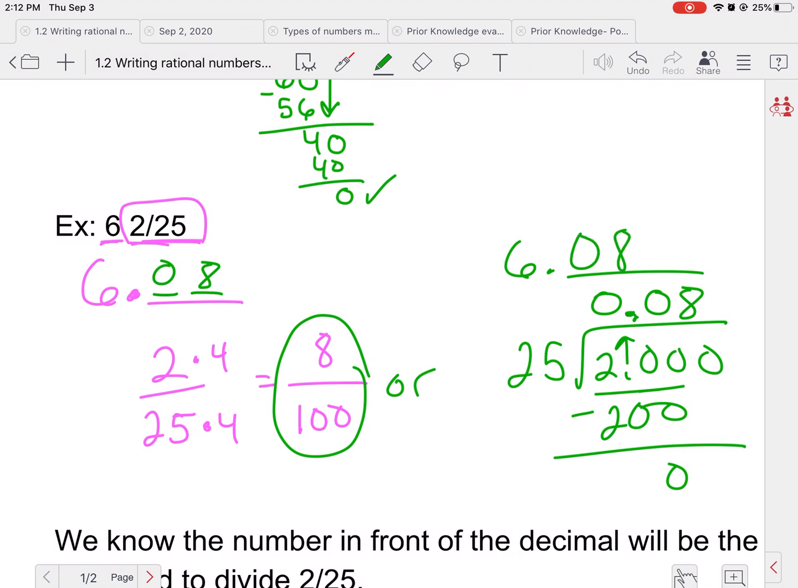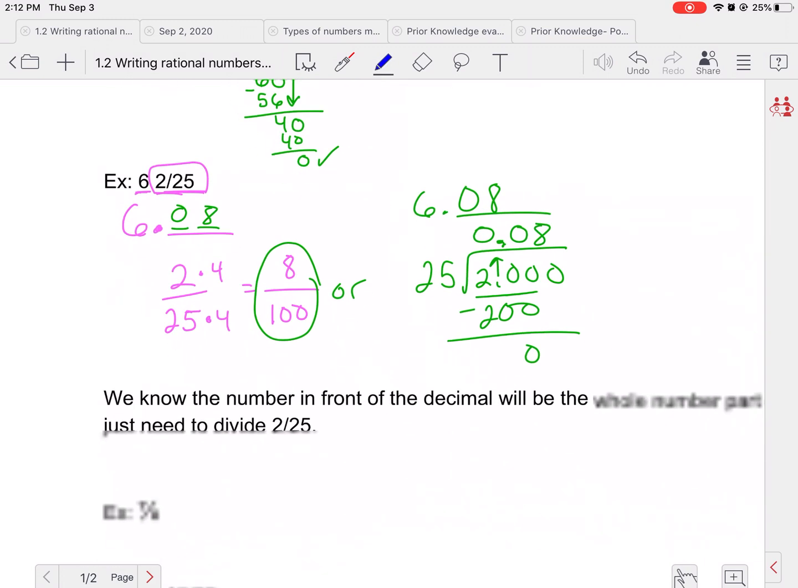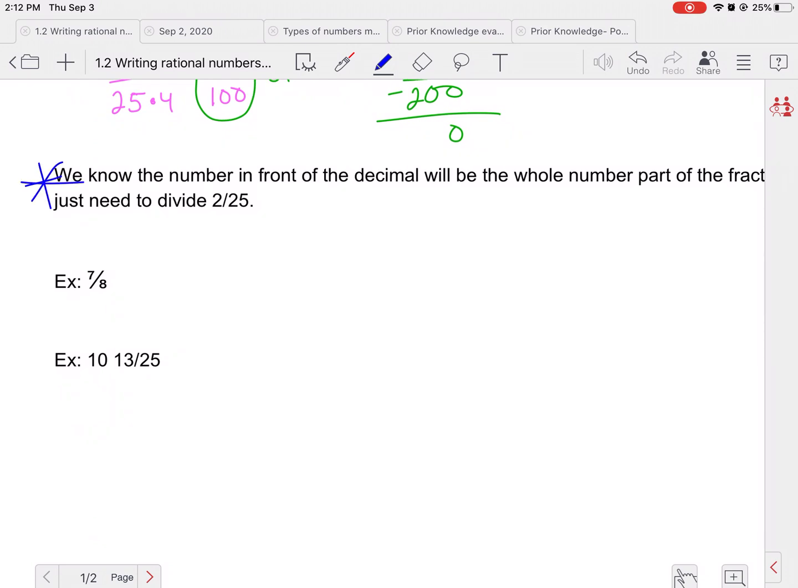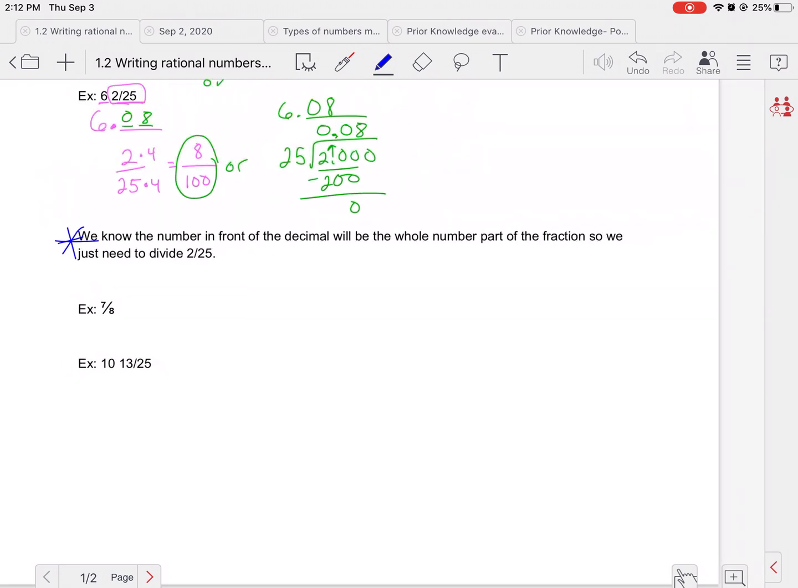Okay? So again, if it equals 100 easily in the denominator, you could go either way. But if it does not equal 100 in the denominator, then you have to do long division. Okay? All right. And this is just what I spoke about with the 6 in front. Okay? So let's do another one.